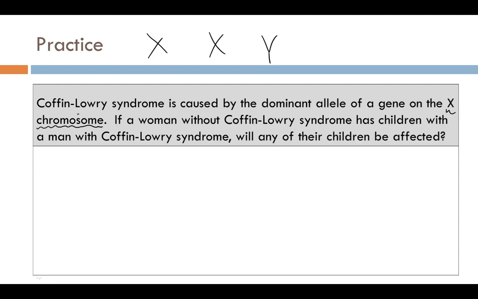Okay, some students use N for normal or something like that. Let's use L. So in this case, we would have capital L, lowercase l, and nothing on the Y. Okay, so this is the Coffin-Lowry. This is normal, recessive, and this is nothing, okay, because it's the Y. All right?